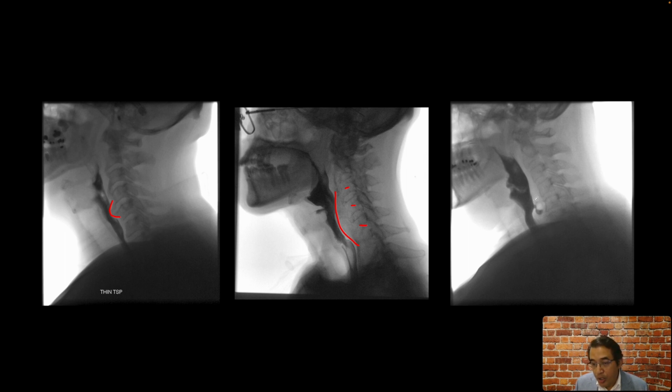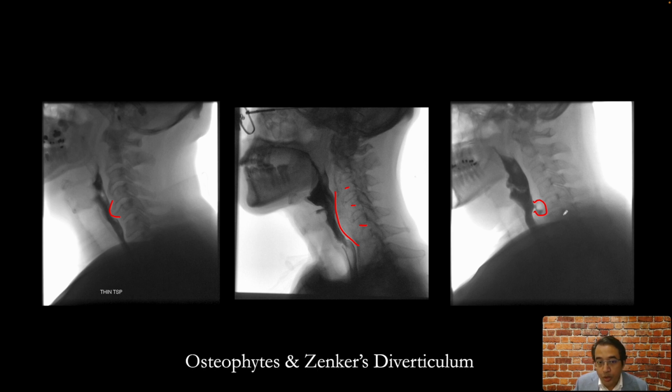And here in this third patient, we find that they have a diverticulum arising from the posterior wall and protruding between the esophagus and the cervical spine. And so that would be consistent with the diagnosis of a Zenker's diverticulum.